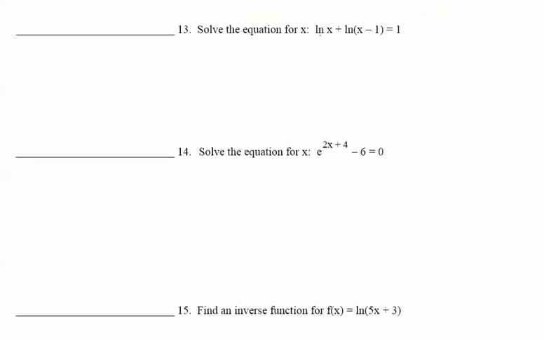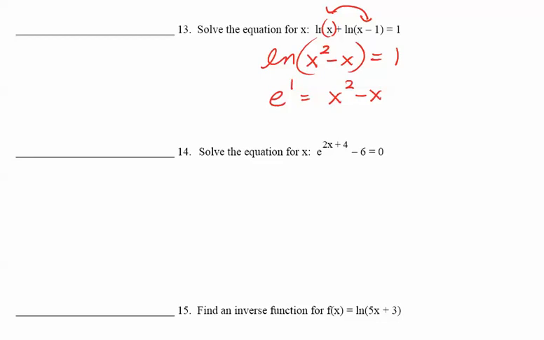In 11, the sum of 2 logs comes from the log of a product, so I might want to put this back into a single log. The sum of 2 logs comes from the log of a product, so I simply multiplied x times this binomial. And now I can rewrite it as e to the 1st power is equal to x squared minus x. And now how do I solve this equation? Well, I set a quadratic to 0.